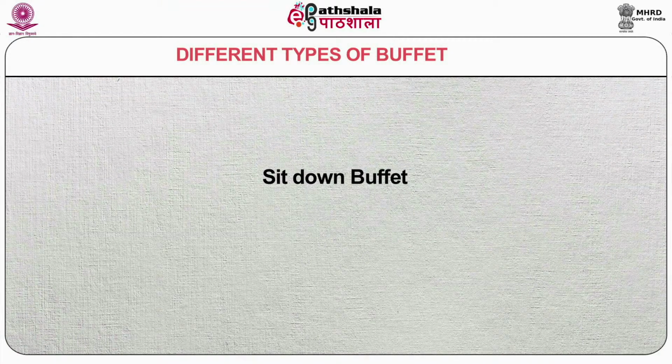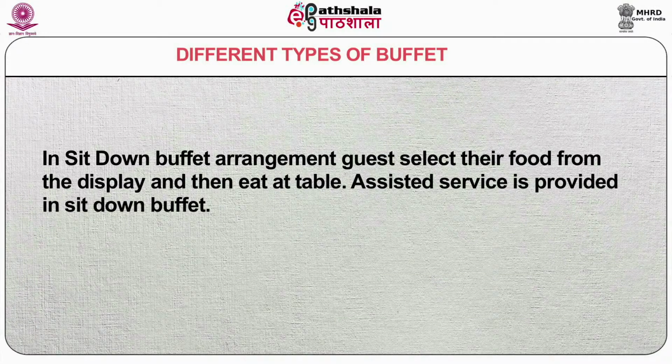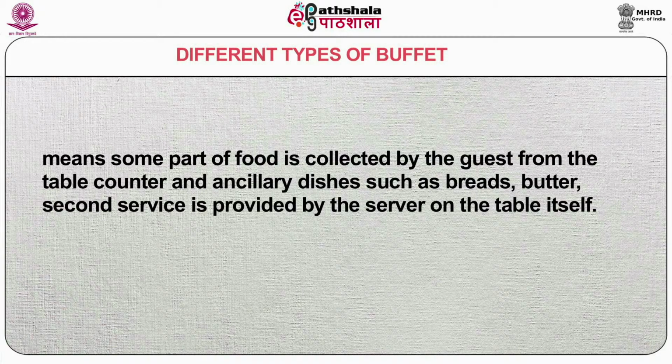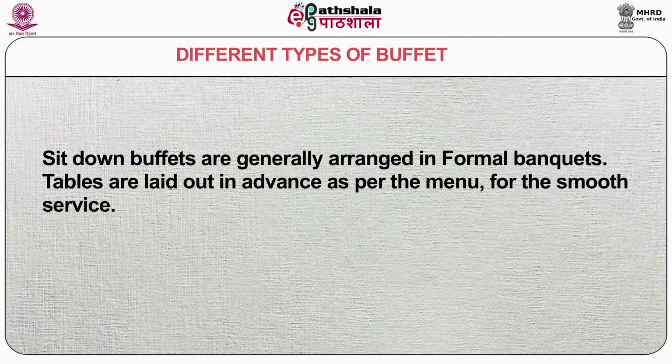First, sit-down buffet. In sit-down buffet arrangement, guests select their food from the display and then eat at table. Assisted service is provided in sit-down buffet. Means some part of the food is collected by the guest from the table counter and ancillary dishes such as breads, butter, and second service is provided by the server on the table itself. Sit-down buffets are generally arranged in formal banquets. Tables are laid out in advance as per the menu for the smooth service.